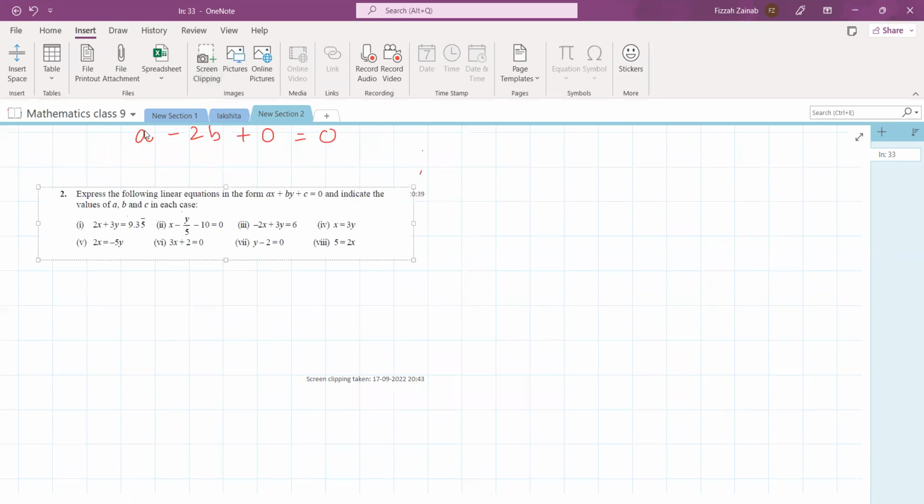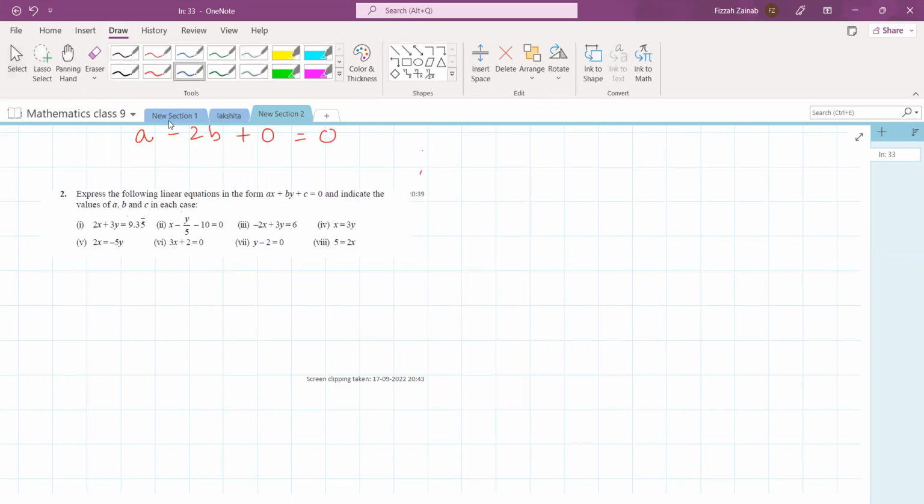Now express each of the following linear equation in the form ax plus by plus c, and indicate the values of a, b, and c in each case. So these type of questions, like we have done in the example also, let's do them again. First you can see is 2x plus 3y is equal to 9.35 with a bar. So what is the meaning of this?